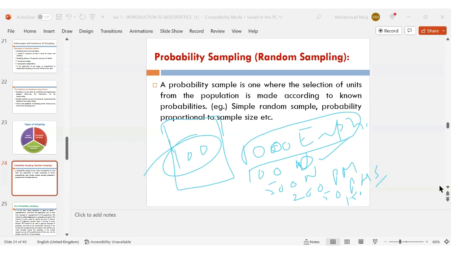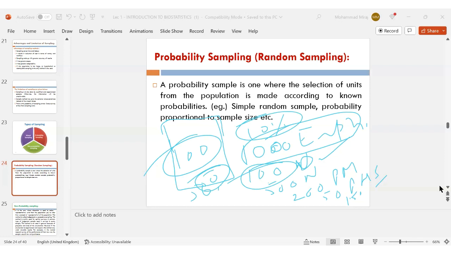I cannot also take 50 doctors, because if I take 50 doctors out of 100, that means 50%. If I take 100 out of 1000, it is only 10%. So 10% has to be the representation from the doctors. If there are 500 nurses, that means I can take 50 nurses, so that it is a true representation of the population. Is it clear?